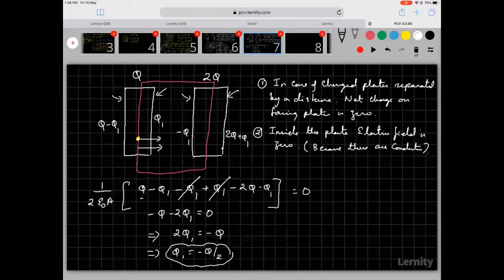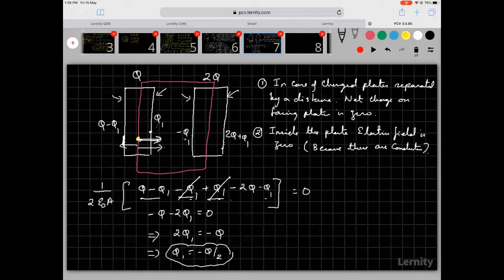So I took 1 by 2 epsilon naught A common. Then I am assuming this direction to be positive and the opposite direction to be negative. So the charge on this plate will push in this direction, so plus. The charge on this Q1 will push in this direction, so minus. This is negative charge, so it will pull again, so plus. This charge again, assuming it is plus, it will push. So I get Q1 is equal to minus Q by 2.